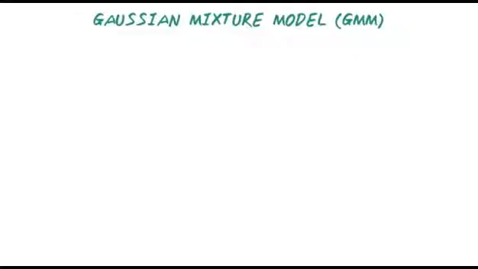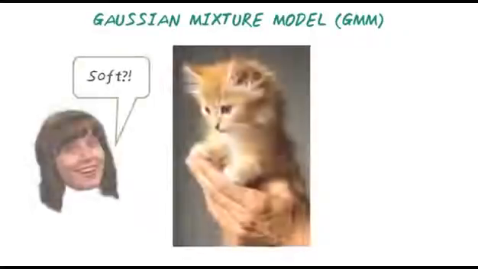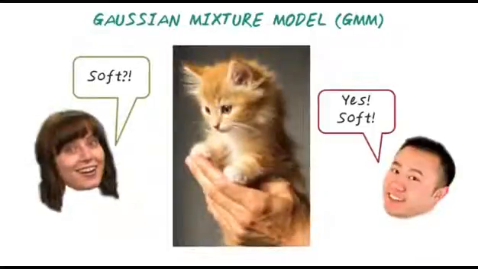Next, we'll talk about Gaussian mixture model. So far, we have talked about two clustering algorithms, k-means and hierarchical clustering. They are both hard clustering methods, which means every data point only belongs to a single cluster. And Gaussian mixture model is a soft clustering method. Soft? Yes, soft clustering. So every data point can belong to multiple clusters with a different degree.